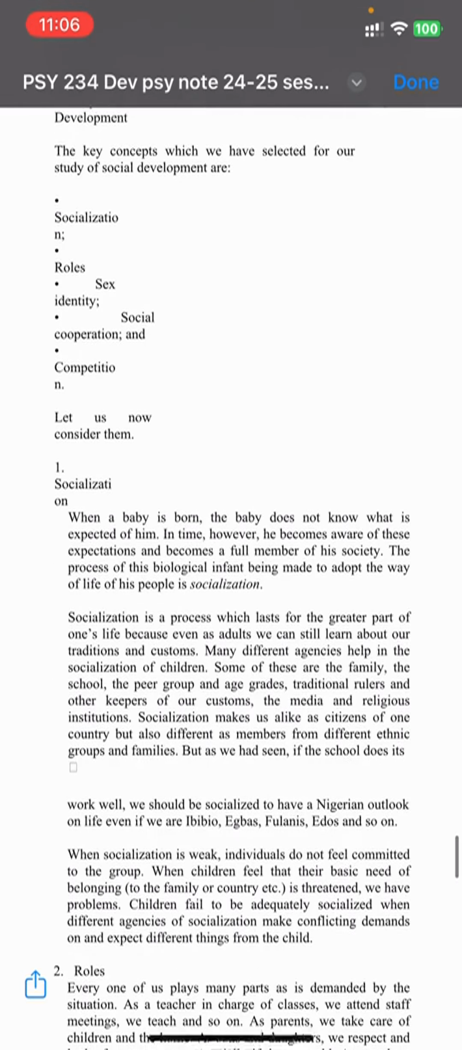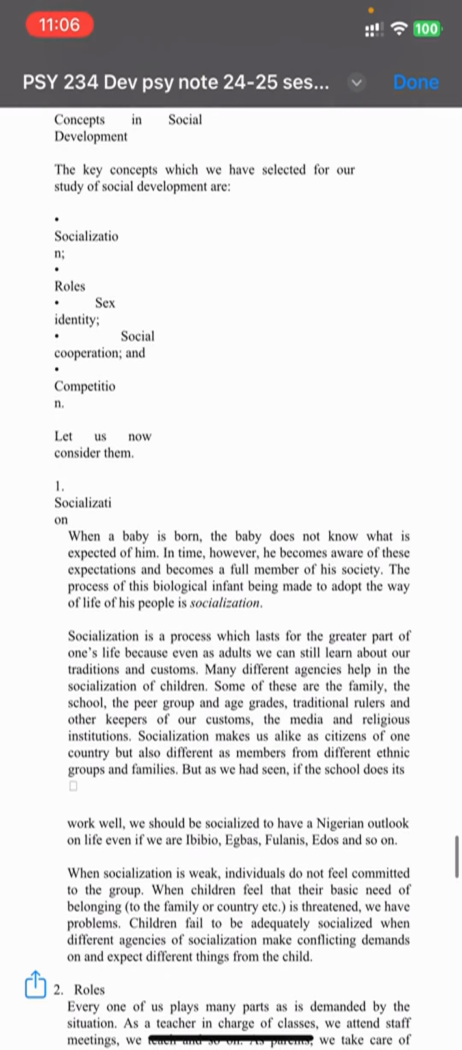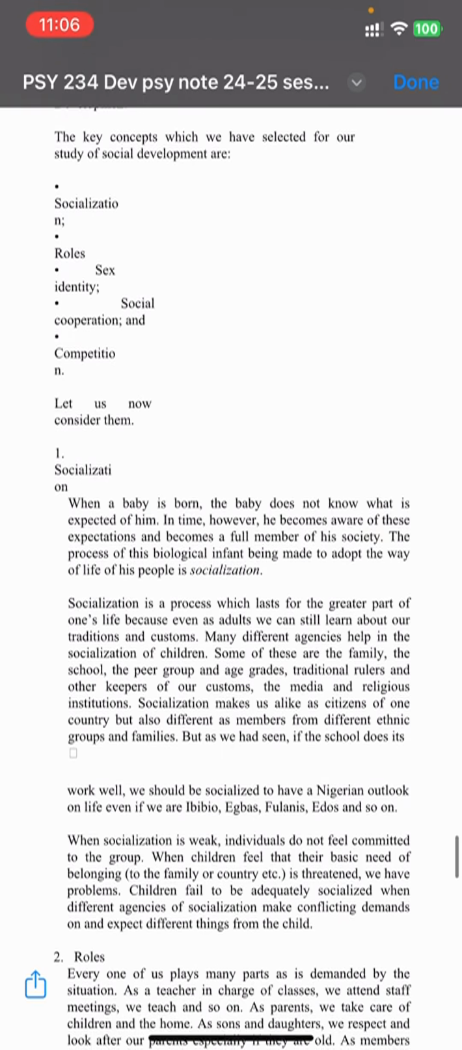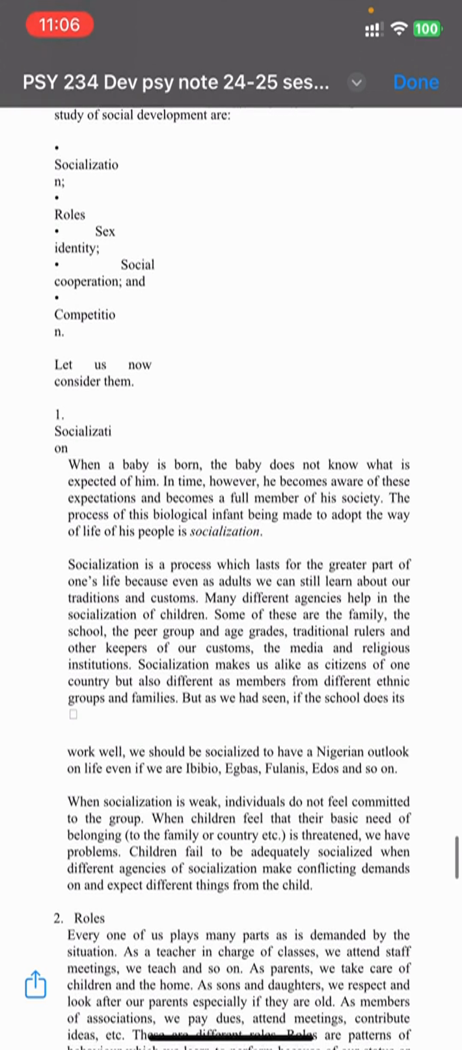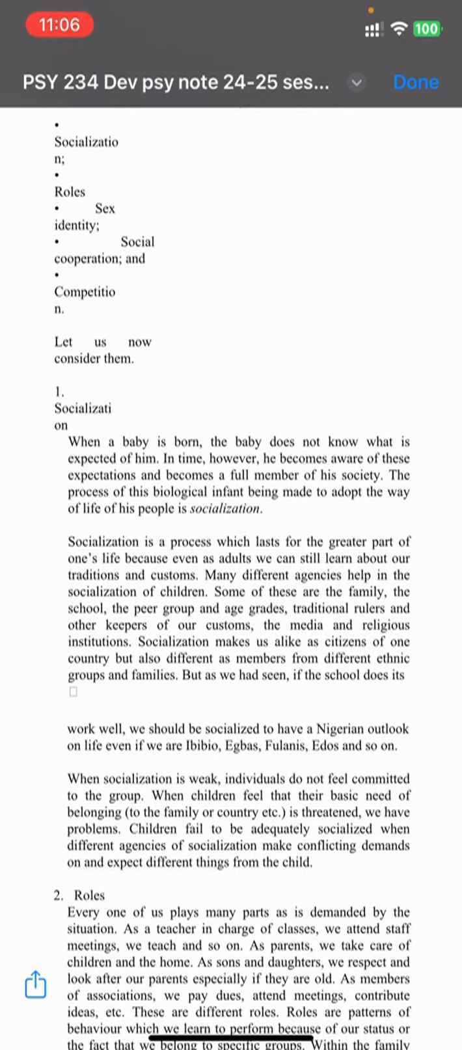Concept of social development. The first one is socialization. The process of an infant or a baby being made to adopt the way of life of his people is called socialization. Socialization is a process which lasts for the greater part of one's life, because even as adults, we can still learn about our traditions and customs.